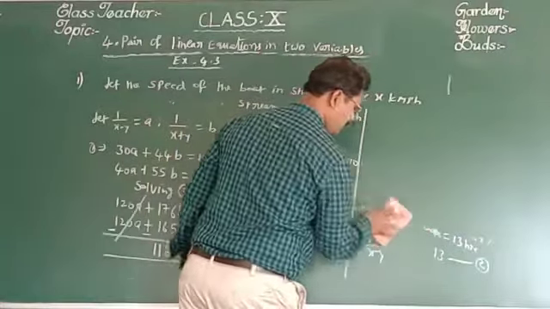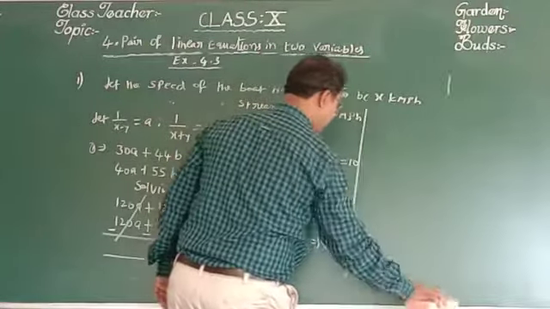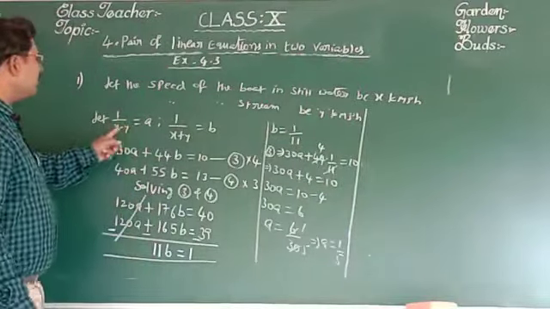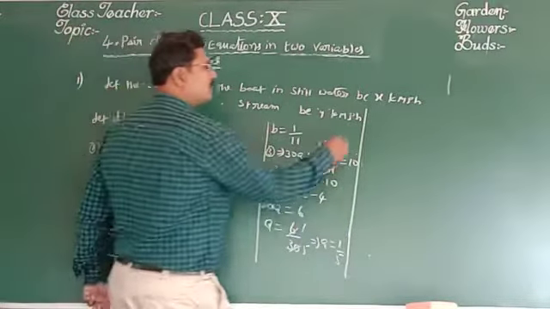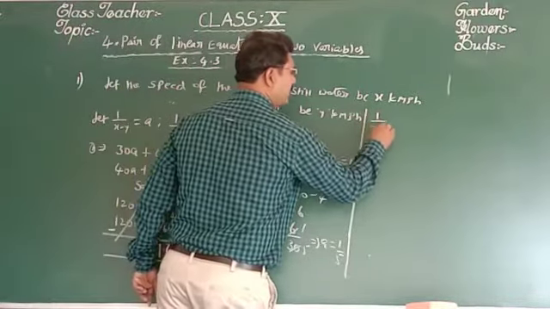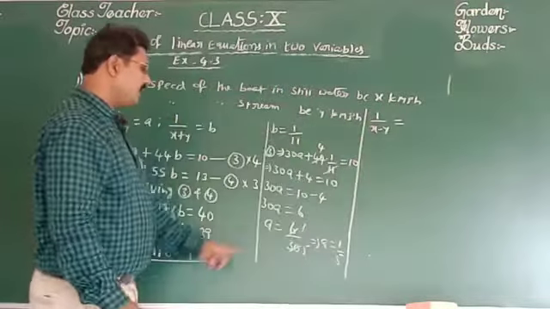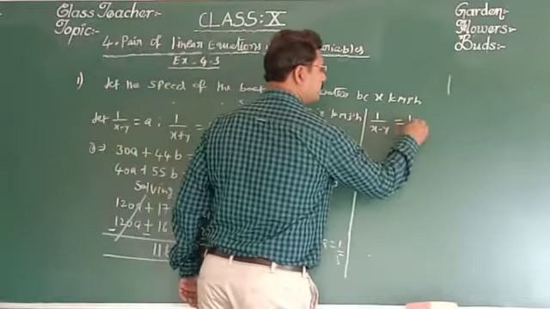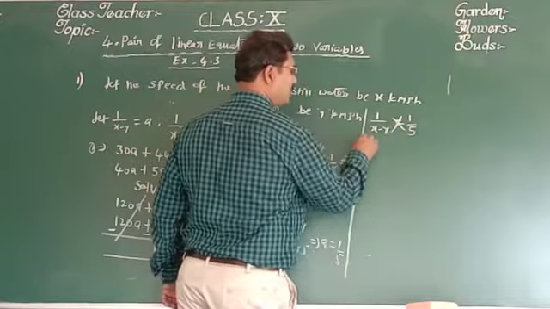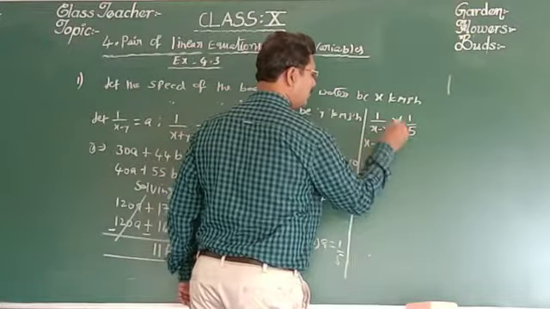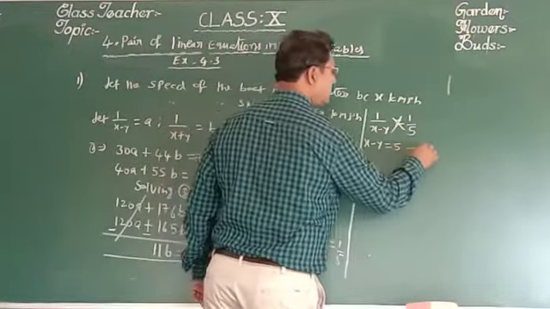After solving that a and b, after getting that a and b, 1 by x minus y is equal to a. So 1 by x minus y is equal to, what is a? 1 by 5. Again by cross multiply, x minus y is equal to 5. Call it equation number 5.